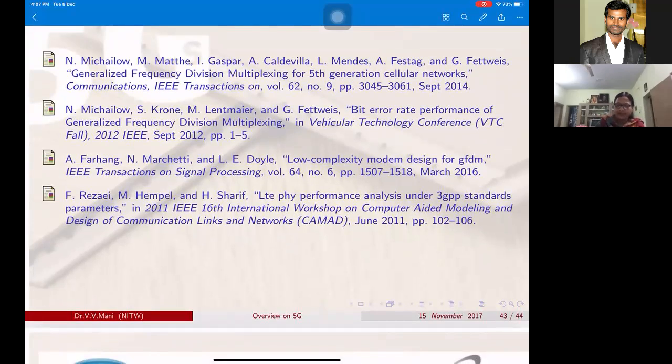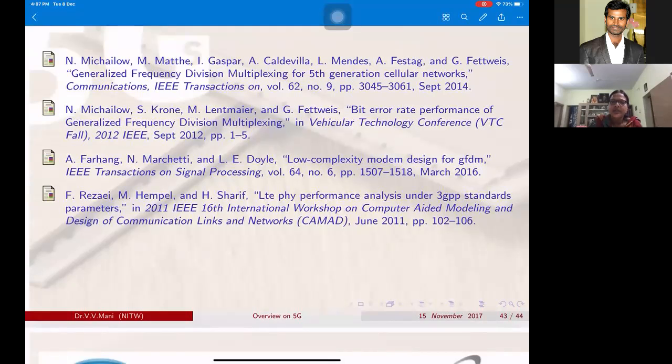Sure, ma'am. Ma'am, there is a question in the chat box. Even in FBMC we use a filter bank, so is GFDM better or FBMC better? This is an entirely different structure, right? GFDM and FBMC are different structures.